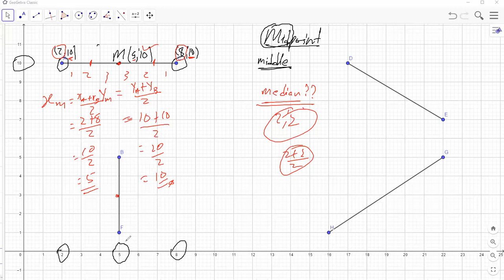In other words, they can say here's line FB, BF, or down here, and then they give you the coordinates of F. They say the coordinates of F is 5 and 1, and they say the coordinates of M, the midpoint of BF, are 5 and 3. Then they say find point B. How would you do that?